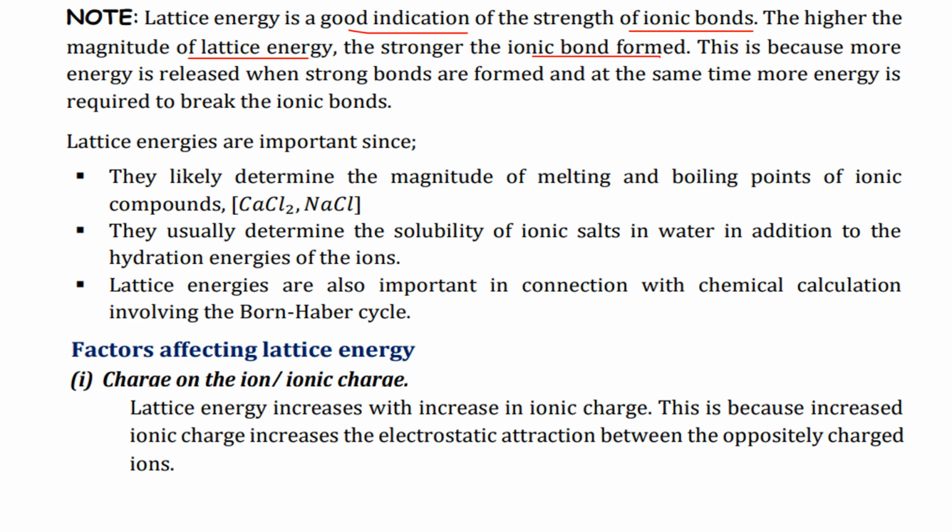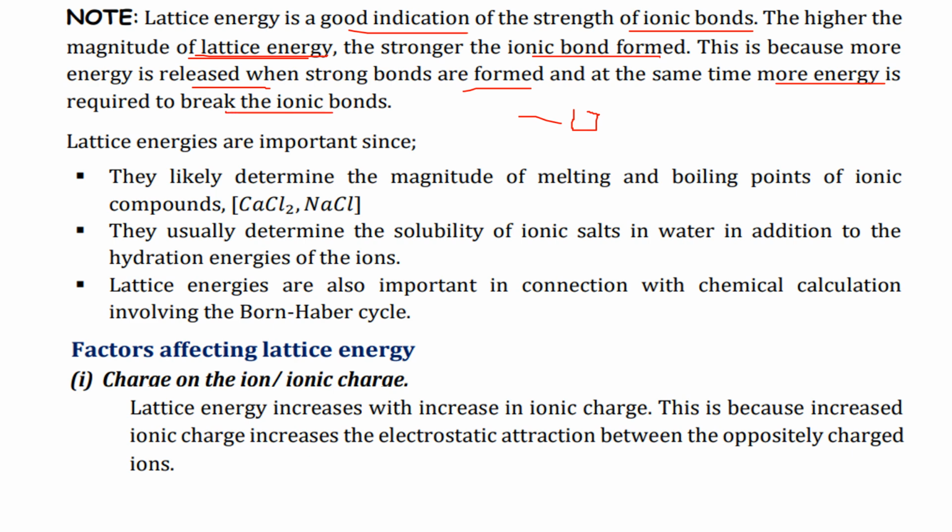if we have our lattice energy being very high, like for example in the energy level diagrams that we drew in the second video, that means that the bonds formed between those elements are going to be strong. So in terms of bond formation, the more negative our value of lattice energy is, the stronger the ionic bonds within that ionic salt or ionic compound. The reason is that more energy is released when strong bonds are formed, and at the same time more energy is required to break such bonds.